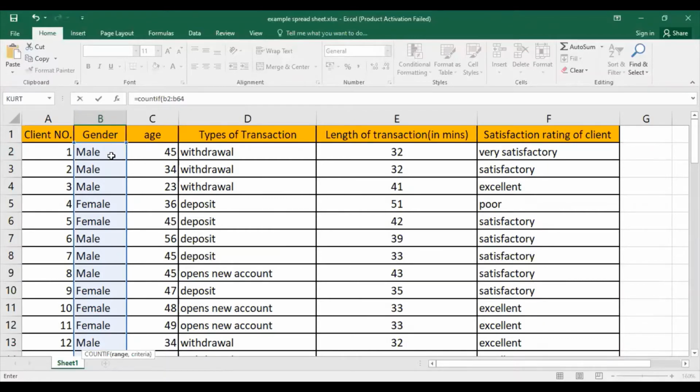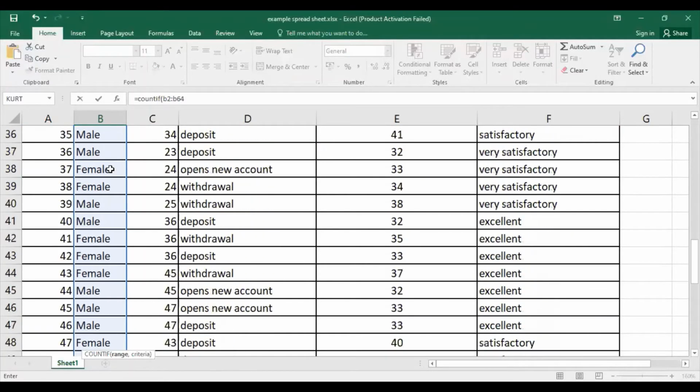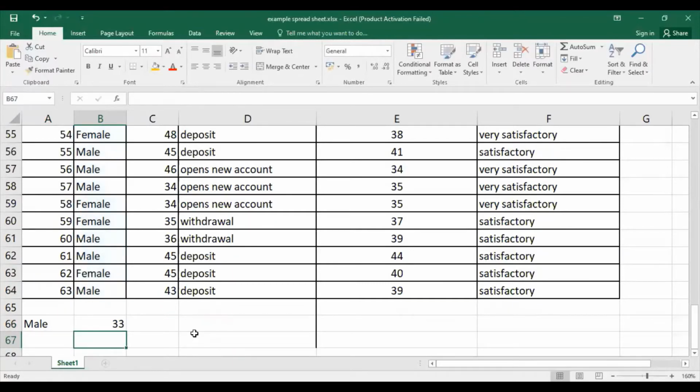This is the first gender that is included in our column. And we ended up at B64. Okay? So that is our range, and our criterion is male. Our criterion is male, and then close parentheses. And there are 33 male respondents or clients involved.